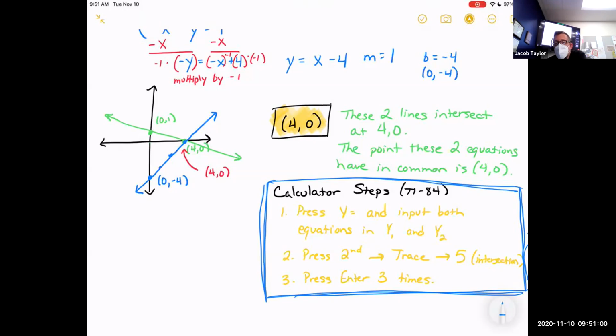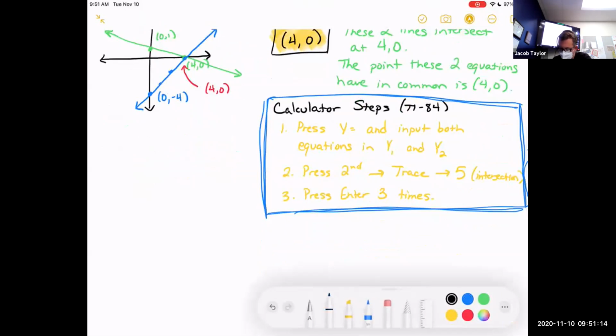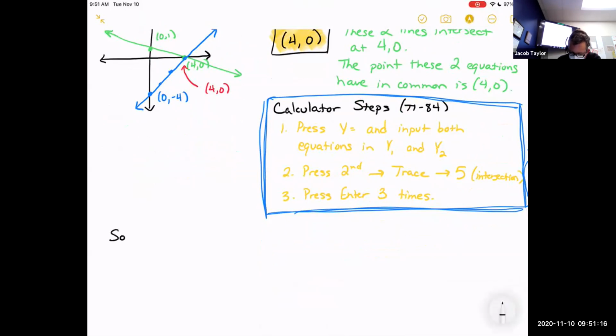Okay, so this is an example of a system of linear equations that has a solution. The solution was (4, 0). But we also talked about how it's possible to have a system of linear equations that does not have a solution. Let me show you what that looks like. So solving a system, I'm going to put solving in quotation marks because you can't really solve it if there's no solution. So solving a system of equations with no solution.